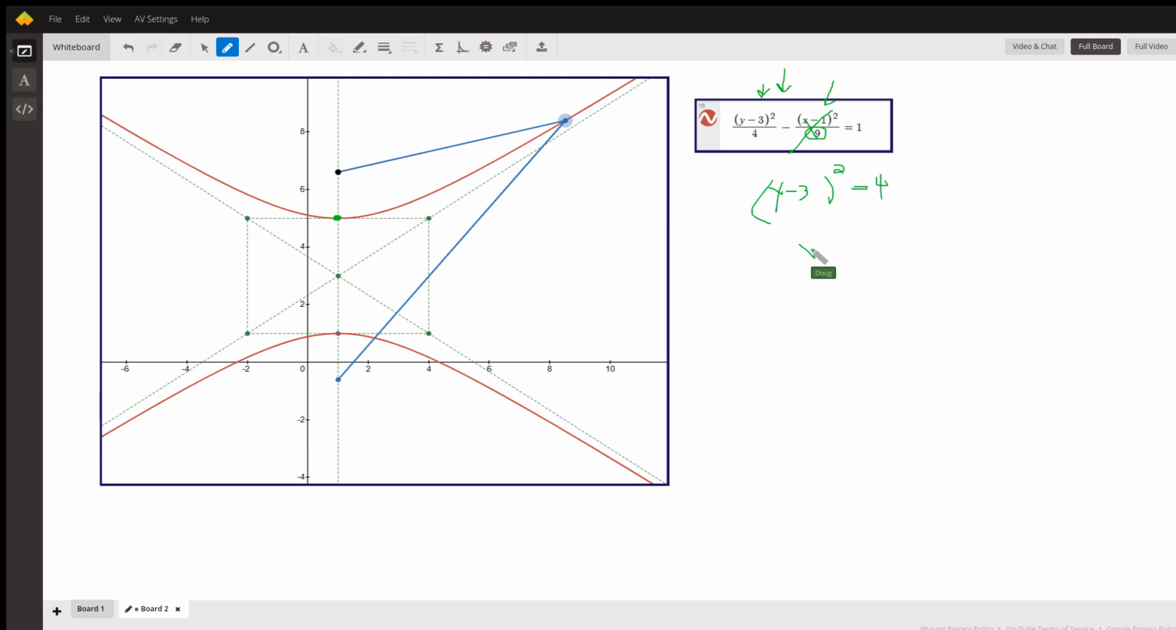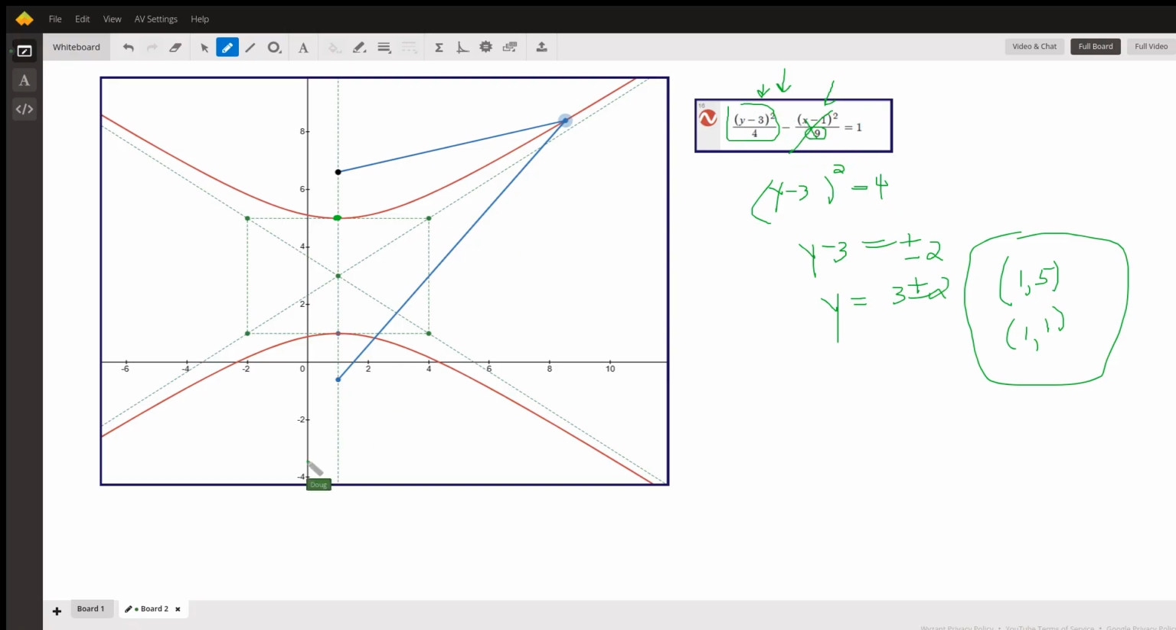If you take the square root of both sides, and then add 3, that means the y-coordinate when x is 1 is either 5 or 1. There's the vertices. Okay, so visualizing where the vertices are helps you decide whether to put the term with y first or the term with x first. Okay, there you go.